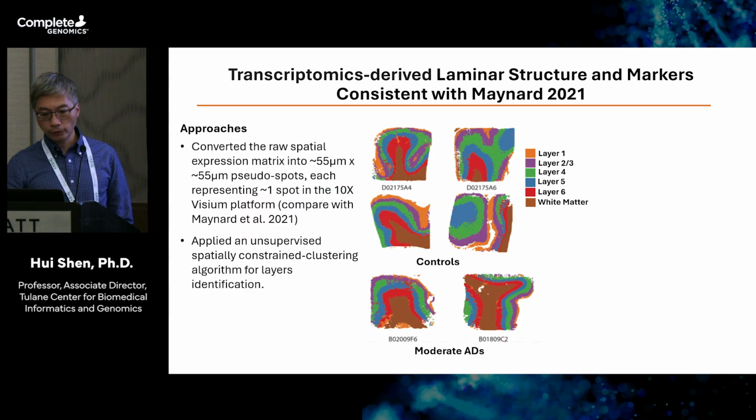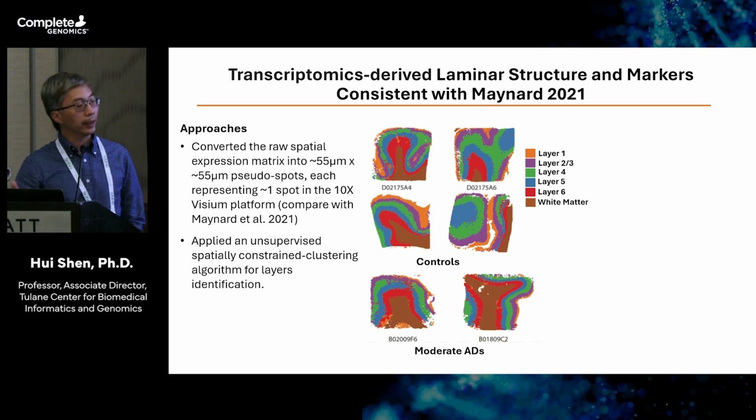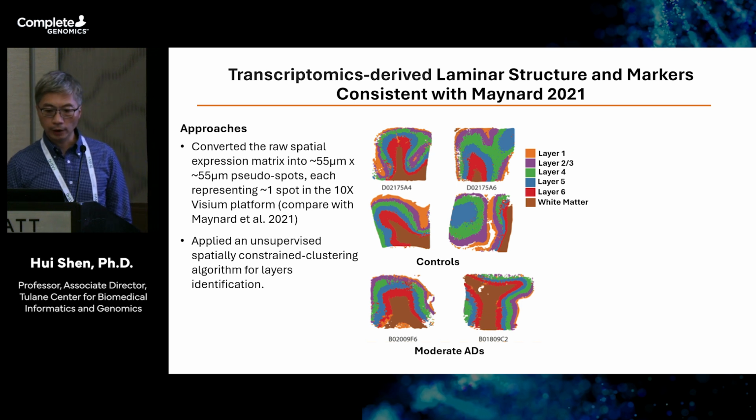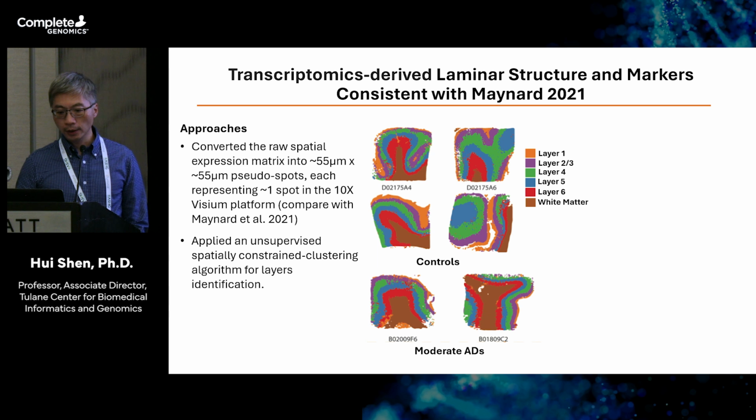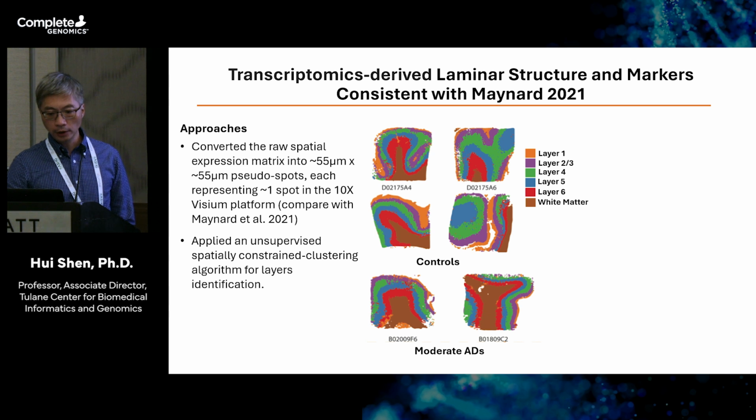So the first step we wanted to do was to compare whether we can identify similar structures in the brains in our samples. To do this, we converted the raw data into 55 micron so-called pseudo spots, basically a bin.